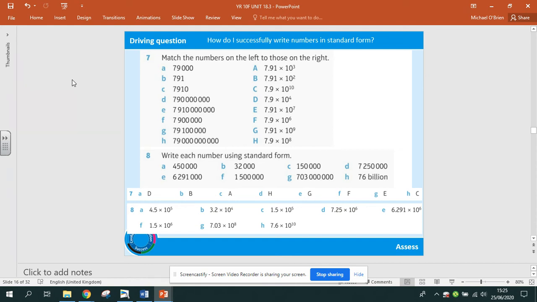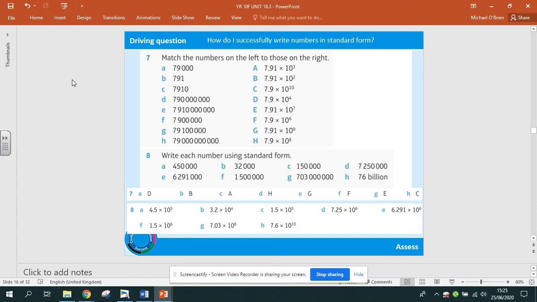So on our list, A is the same as D, B is the same as B, C is the same as A, D is the same as H, E is the same as G, F is the same as F, G is the same as E, and H is the same as C.